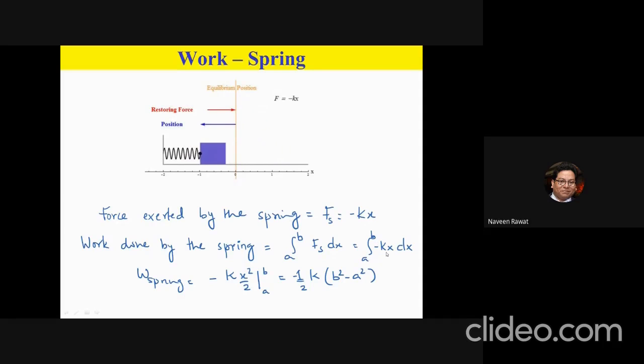And k is your spring constant, it is constant, so it will go out of the integral, and a negative sign can also go out, and so you are left with integral of x dx, which is just x square by 2. Okay, and now that you have to evaluate between the endpoints a and b, so your expression will be minus 1/2 k (b square minus a square). Okay, so that is a simple way of calculating the work done by spring by using our general expression of the integral.